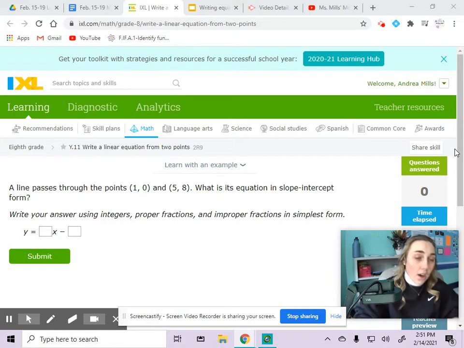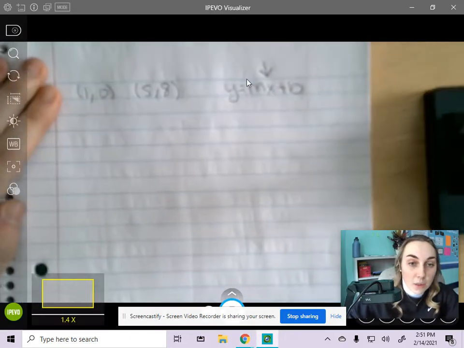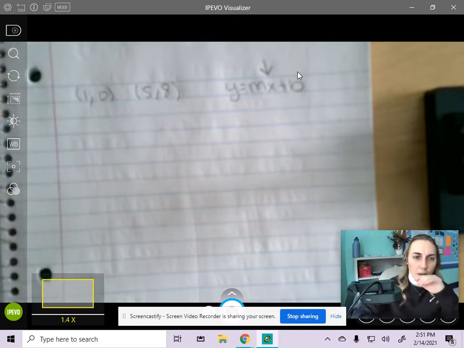Let's go. All right, so here's our two ordered pairs. We have 1 and 0, and then we have 5 and 8. And we want to find the slope and the y-intercept so we can put it into our slope-intercept form, which is this equation right here. So let's go ahead and do this.